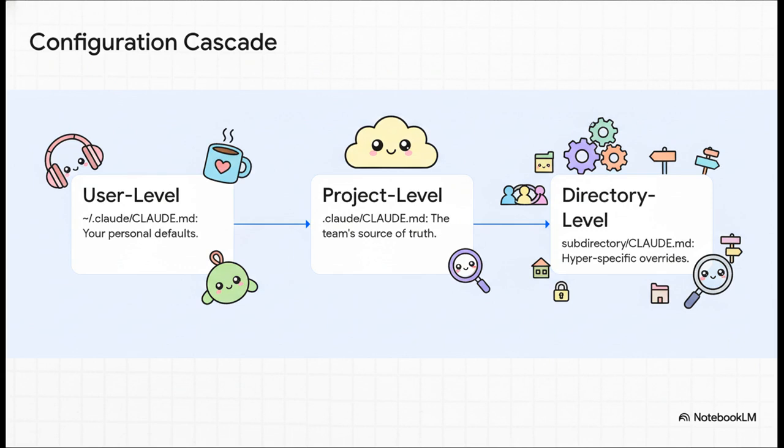You've got your user-level config. Think of this as your personal stuff, your little preferences. Then you've got the project-level config. This is the big one. It's the law of the land for the whole team. And finally, you can have these little directory-level configs, which are like local town rules that only apply to a specific neighborhood. And here's the key. The most specific rule always wins. It's a really clever way to handle complexity without things getting messy.